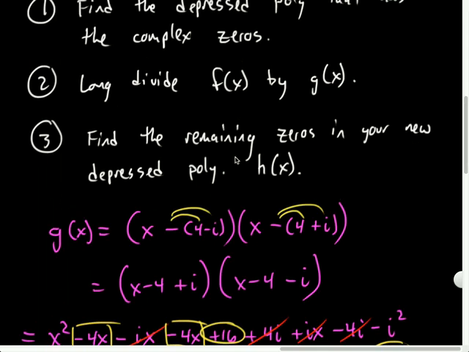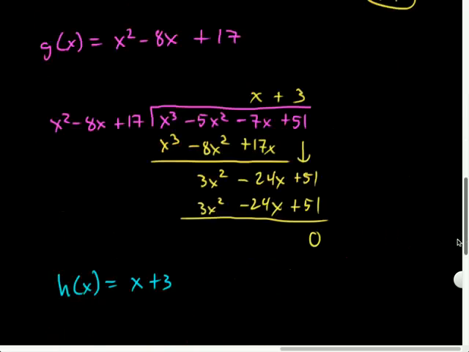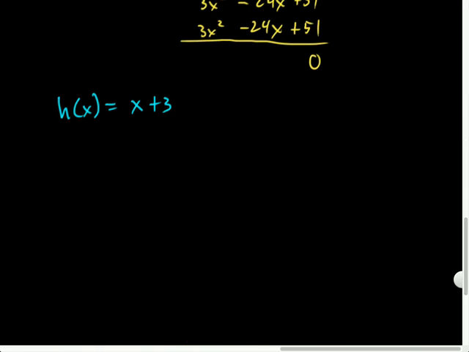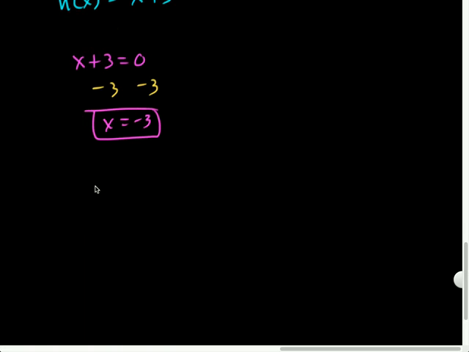Step 3, find the remaining zeros in your new depressed polynomial. Well, that one's easy in this case. I'm just going to take x plus 3, set it equal to 0, and solve. Minus 3, and I'm going to get x equals negative 3. So that means, what were my zeros for this function? x equaled 4 minus i, 4 plus i, and negative 3.